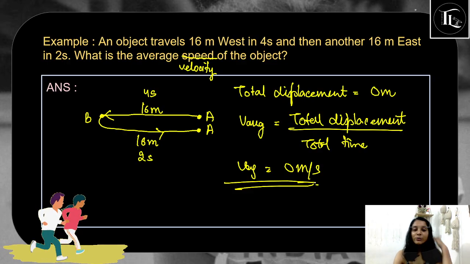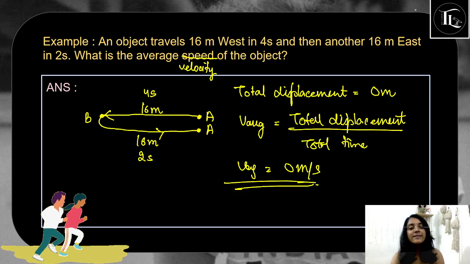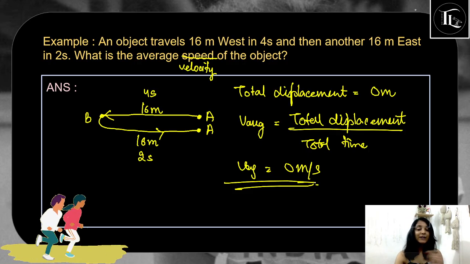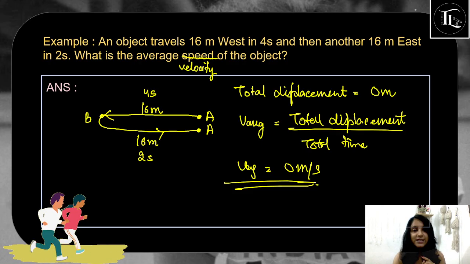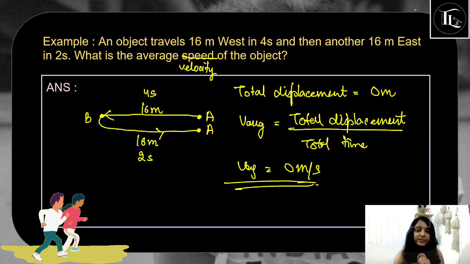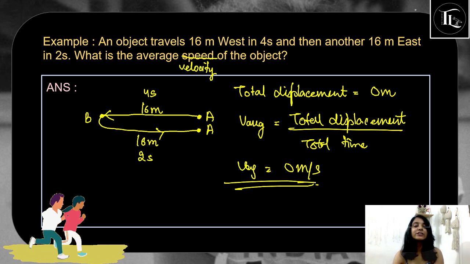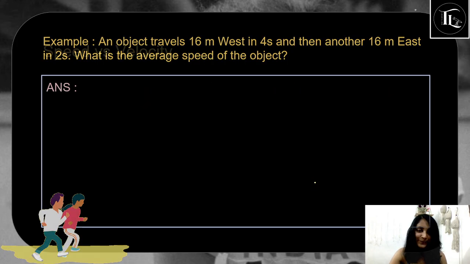But if you look at the average speed, it will be the same. That will not change. It will be 16 plus 16 is 32, 4 plus 2 is 6, and it will give you again 5.33 meter per second. But it's not the same case when they say average velocity. So I hope the difference is clear.